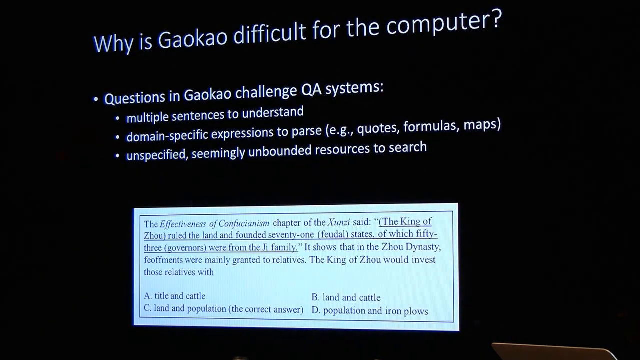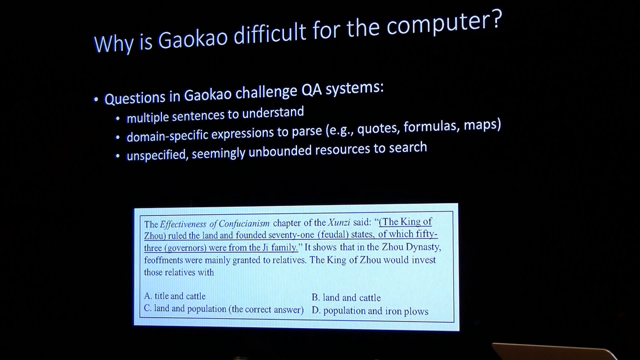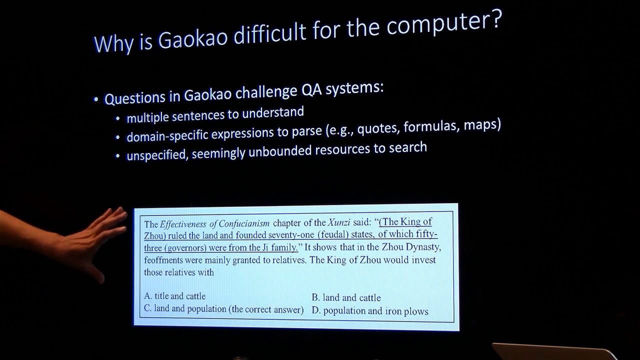See, what I'm missing is, what is the word fief meant? If I know that it is related to land or population, maybe... No, but it ruled the land and founded 71 feudal states, and the implication of that feudal state, where the state consists of land and consists of people, probably is how, indirectly, C is the answer, and not any other way.